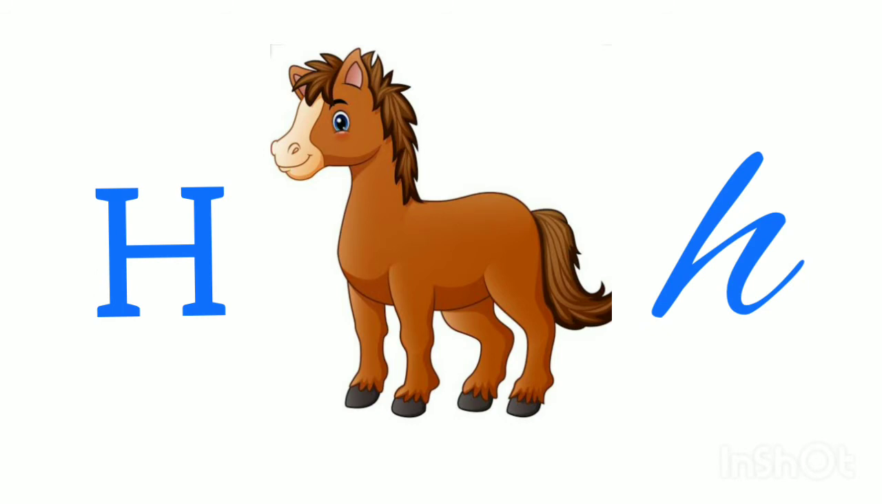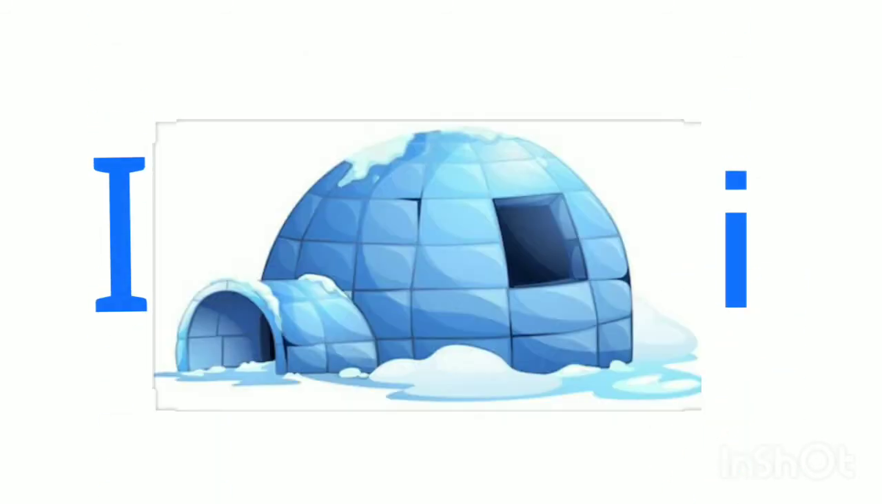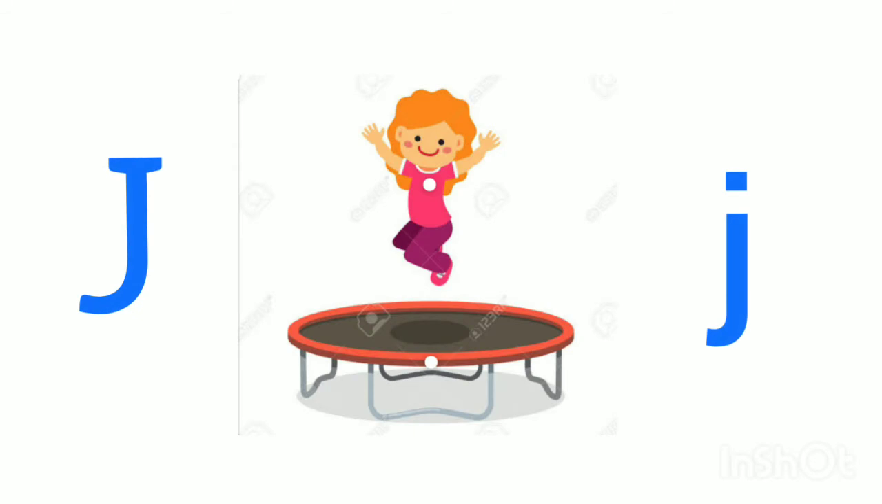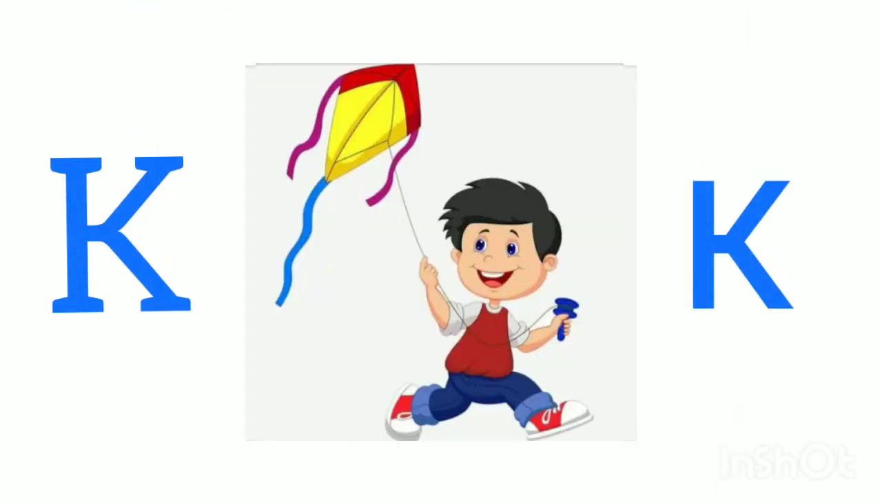H for horse. H makes H. I for igloo. I makes E. J for jump. J makes J. K for kite. K makes K.